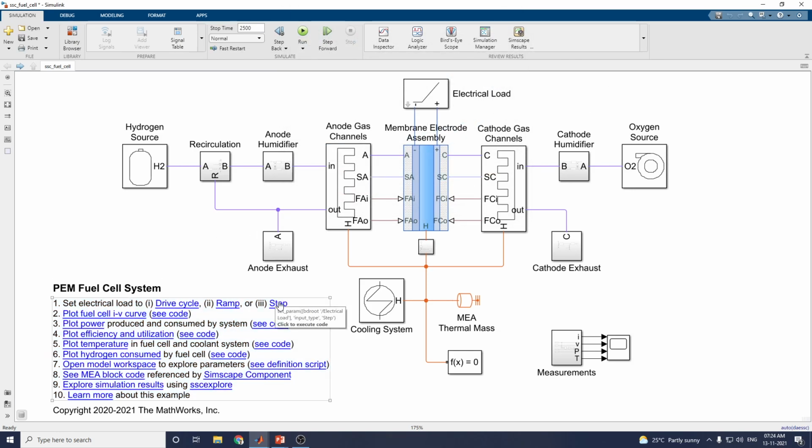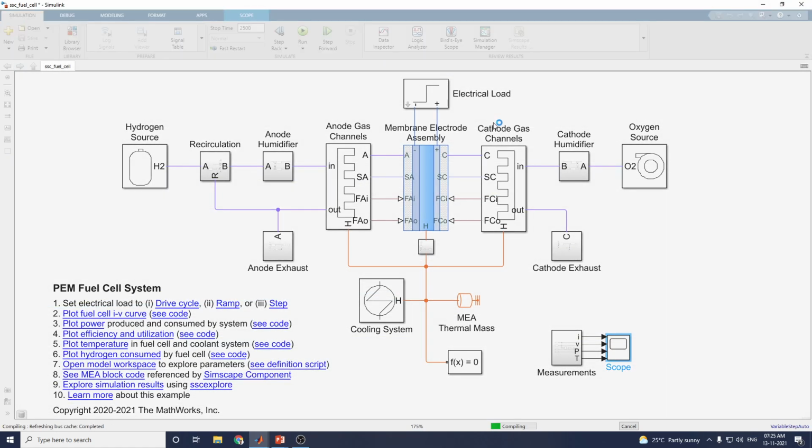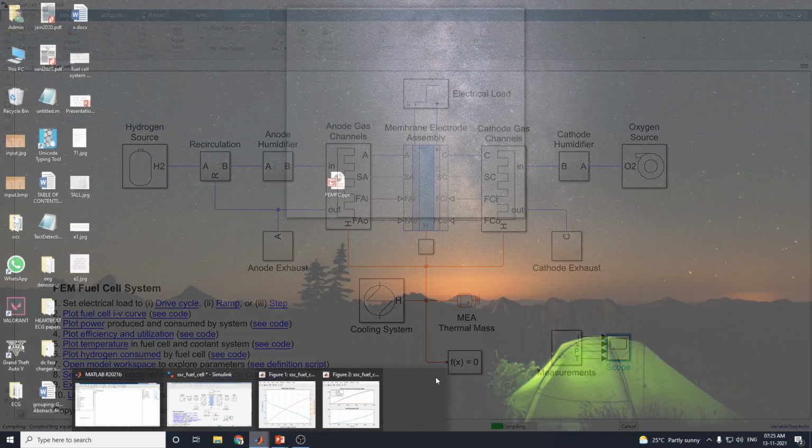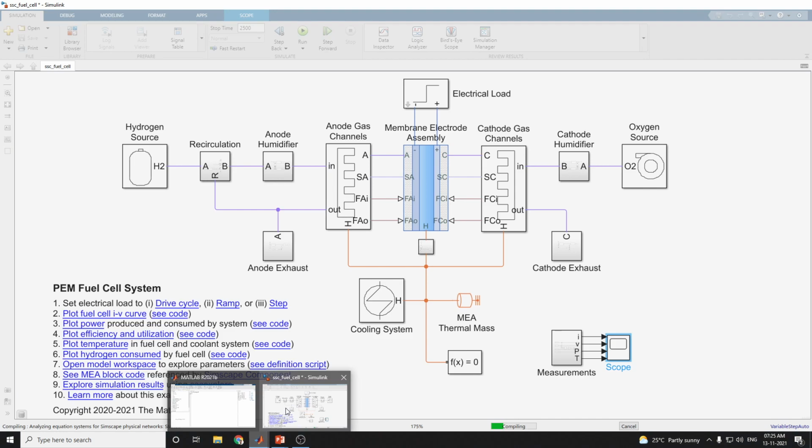Similarly, you can see the step input. Now you can see when you click on the step input, the electric load is changed. Now you can see the output. Run this model. This is for step signal, step electrical load. Here you can see what will happen: the plot of fuel cell IV curve and the power produced and consumed by the system, and plot efficiency and utilization, and also plot temperature and hydrogen consumed by the fuel cell.